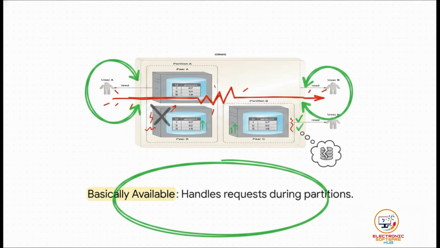Take a look at how this brilliantly plays out during a crisis. Here you have a distributed system that suffered a total network failure. It's split into partition A and partition B. But because the system is basically available, if a user makes a request, the database will always acknowledge it. It'll grab whatever data it can from reachable peers, or at least give you a quick success or failure notification. It doesn't just completely freeze up and die just because one part of the network went dark.